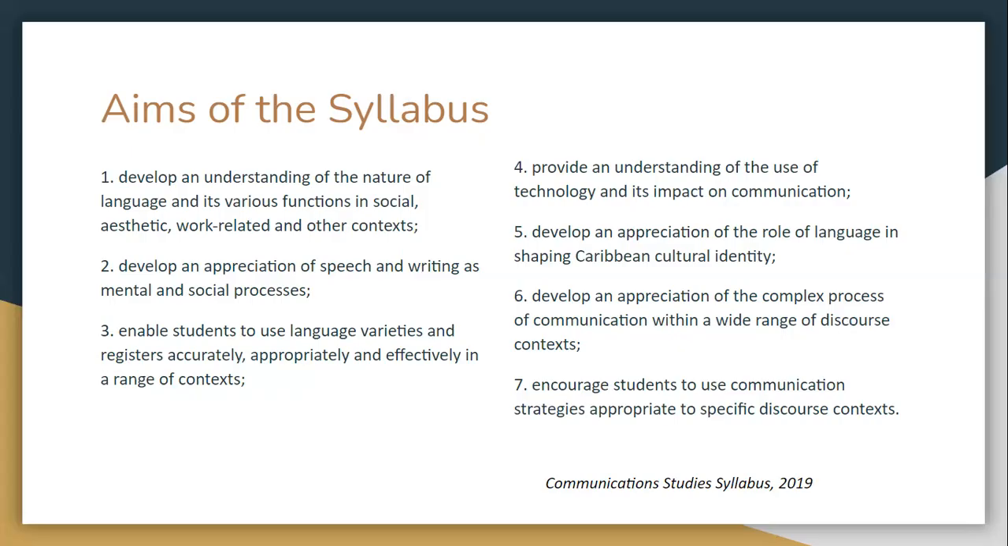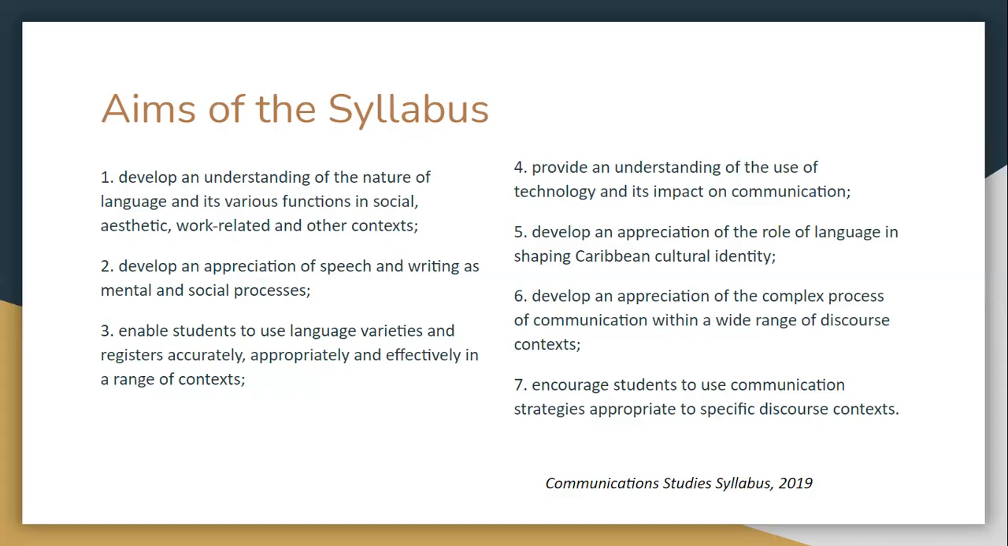Aim 6, develop an appreciation of the complex process of communication within a wide range of discourse contexts. So you need to be able to understand and value the fact that communication is not a simple process. The module looks very simple. However, there are a lot of things that can happen to either interrupt or promote the flow of communication, as well as it may be modified depending on what type of discourse we're looking at. Discourse basically refers to different types of speech with different purposes. Again, you're going to hear more about discourse in a later video in the series.